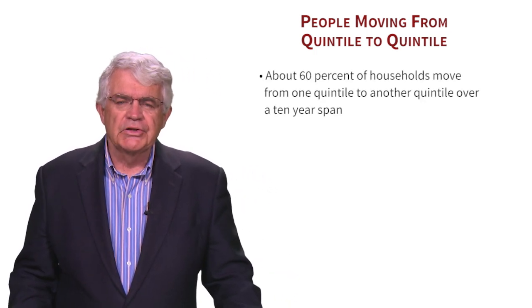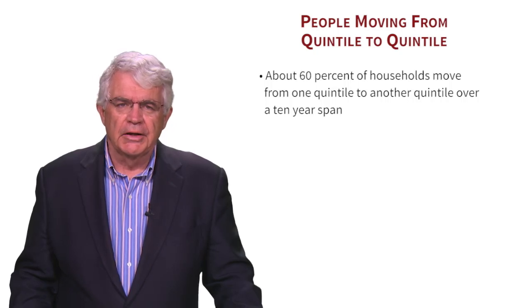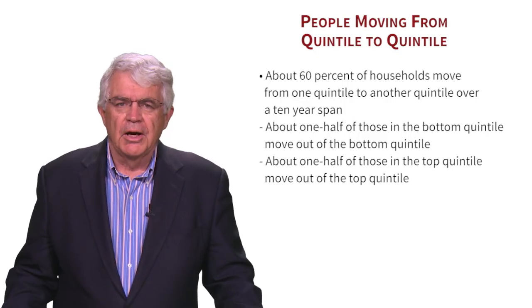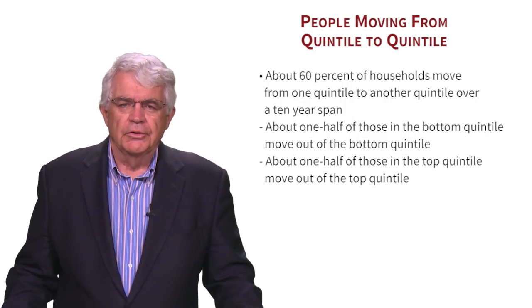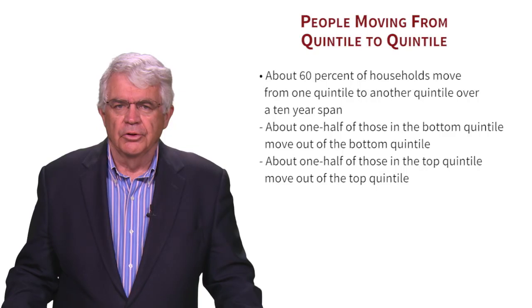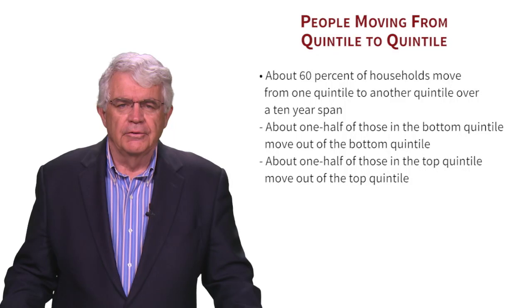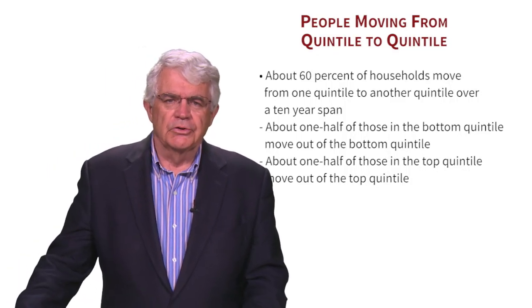It turns out about 60% of households move from one quintile to another over a decade. And about half of those in the bottom quintile move out of the bottom. And about half of those in the top quintile move out of the top quintile. We don't know where they go. They might go to the bottom, they might go to the fourth, whatever. But that's a considerable amount of mobility across the income distribution.